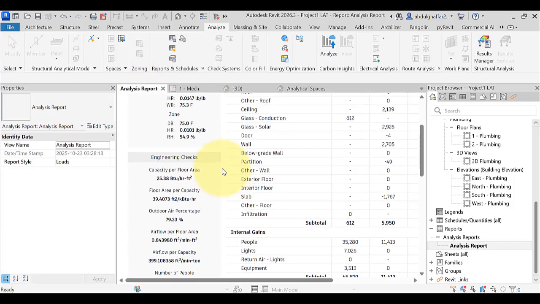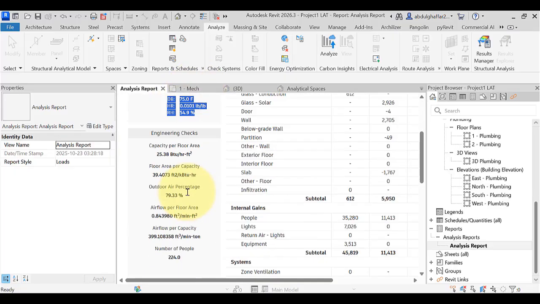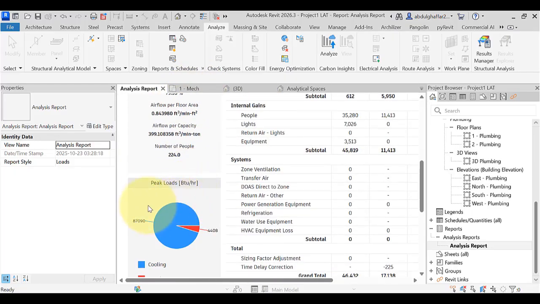So here you see these are peak conditions at New York, like the dry bulb temperature is 93 and the wet bulb temperature is 75.3. So these are the outdoor conditions, and these are the zone requirements that we maintain inside our space or zone. So here you see this is our peak load, which is 87,000.